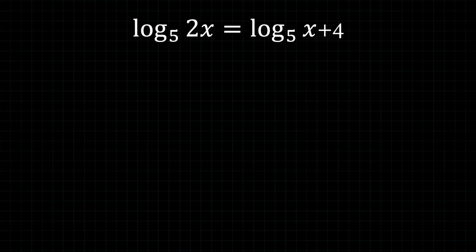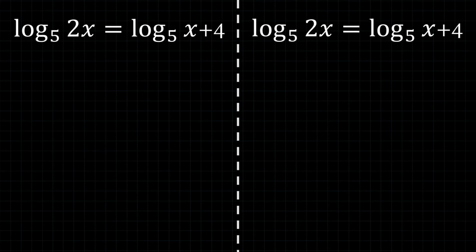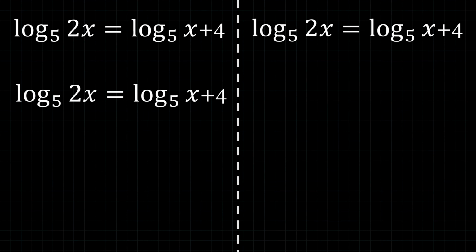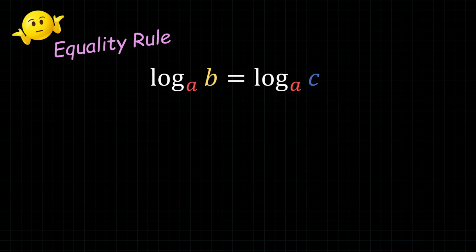Okay, let's take it a step further. What if we have logs on both sides of the equal sign? Again, there's multiple ways of solving this. The first way again is to raise both sides as an exponent with a base of 5. That way we can cross out both logs, leaving us with only the arguments of 2x equals x plus 4. But believe it or not, there's another rule that helps us tackle this question called the equality rule, and it's super redundant as well.